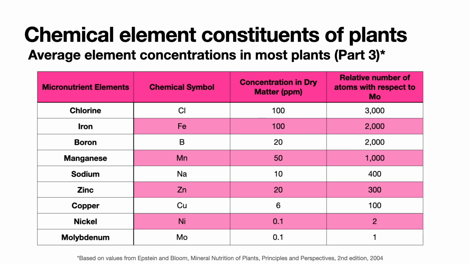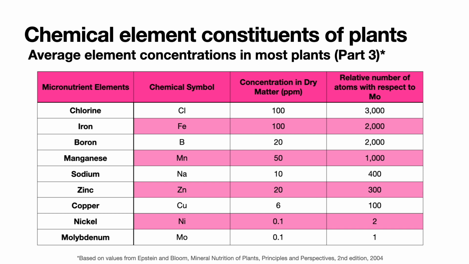So in terms of the micronutrients, the chemical symbol for chlorine or chloride is Cl. Chloride is the anion of chlorine, which is the ionized form of it when it's soluble in water. The concentration in dry matter now is not listed as percent, but in parts per million, and there are 100 parts per million chlorine or chloride, and there are about 3,000 atoms with respect to molybdenum. Next is iron, shown here with a chemical symbol of Fe, and its concentration is 100 as well, but only 2,000 atoms relative to molybdenum.